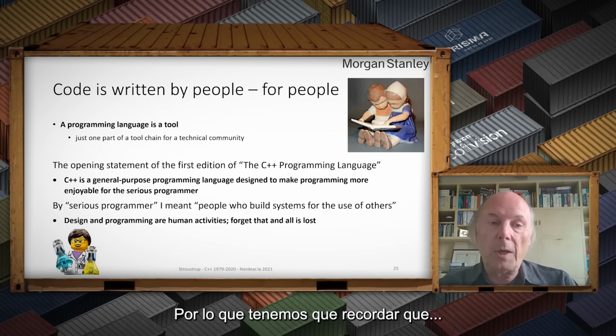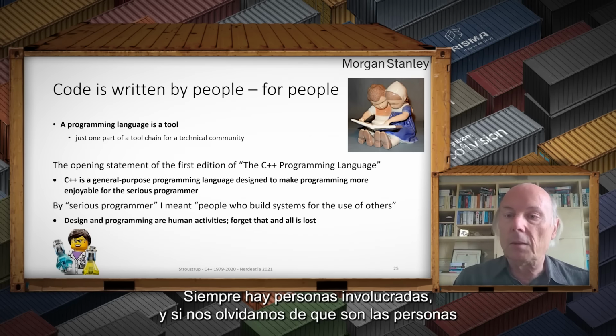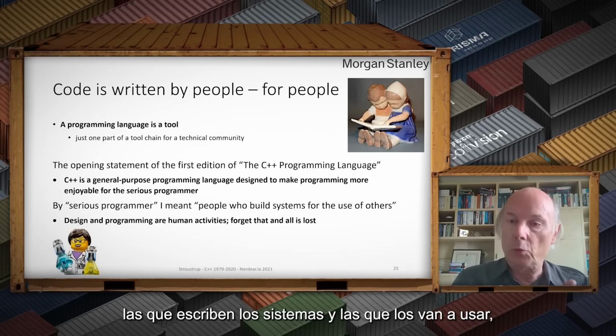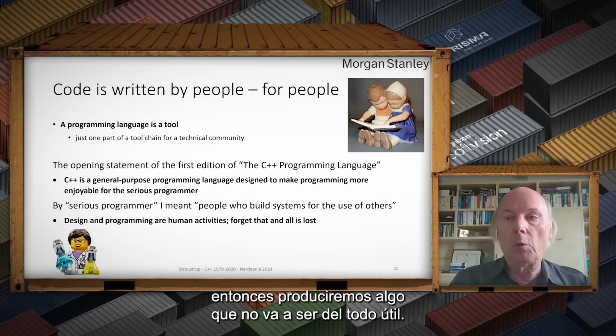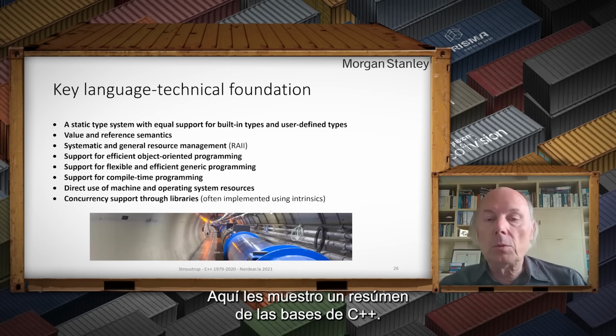And so we have to remember that there's always people in the loop. And if we forget that, and forget that people are who write the systems, who use the systems, then we'll produce something that is not particularly useful. And so I have a summary here of the foundations of C++.